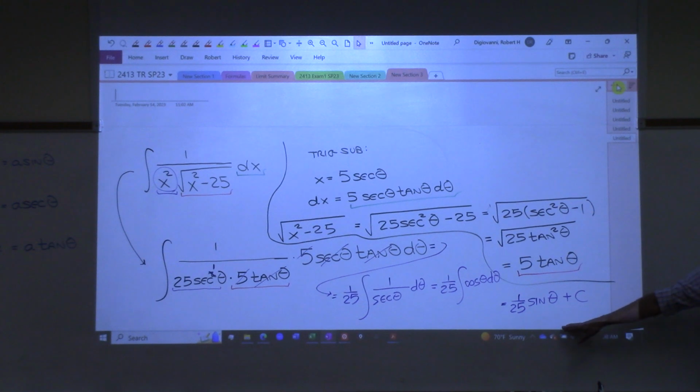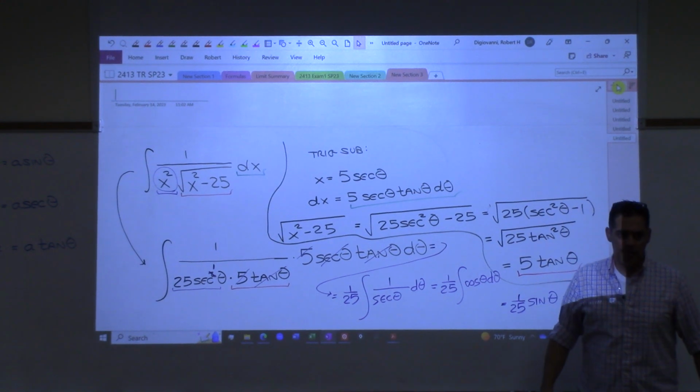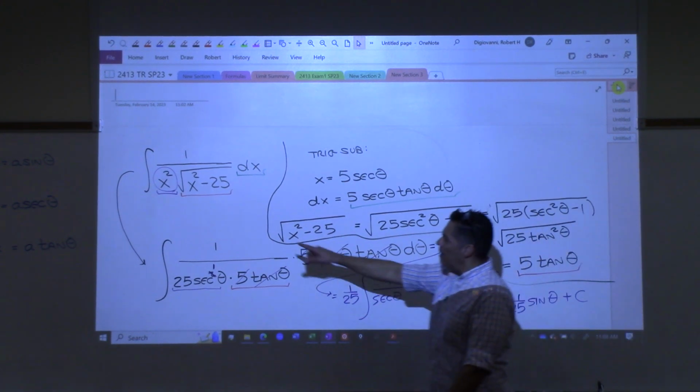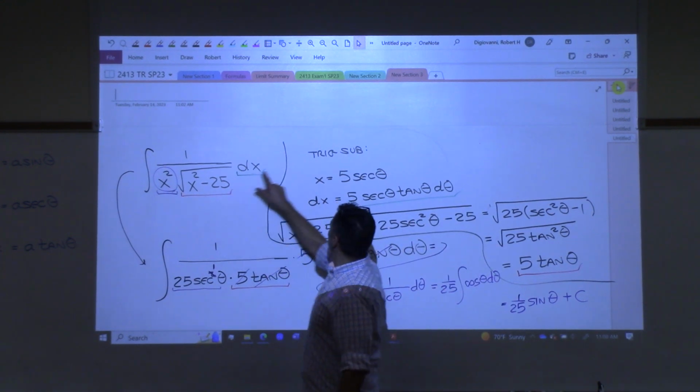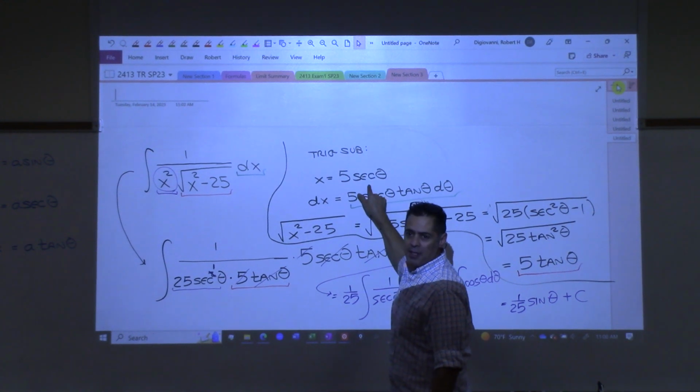That's my antiderivative. Questions? We're not done, but any questions up to this point? Everyone good with where everything came from? Question? You look like you have a question. Just near the part before, how do you get 25? X squared, you square this. So you have to square the 5 and the secant.